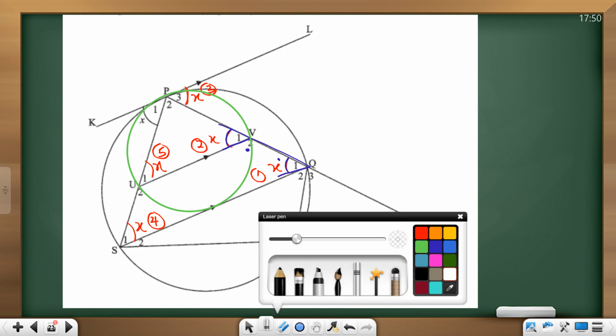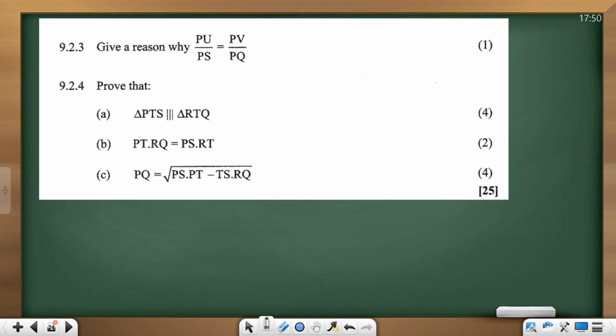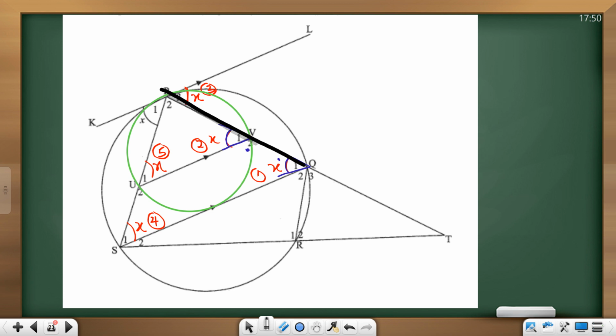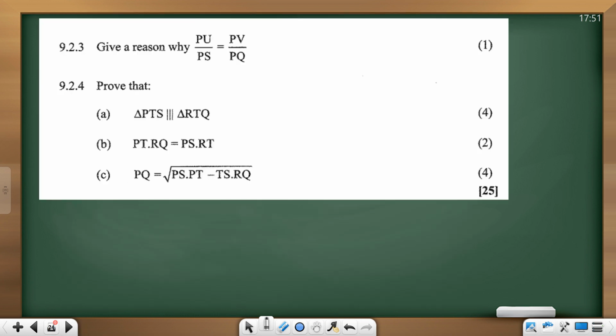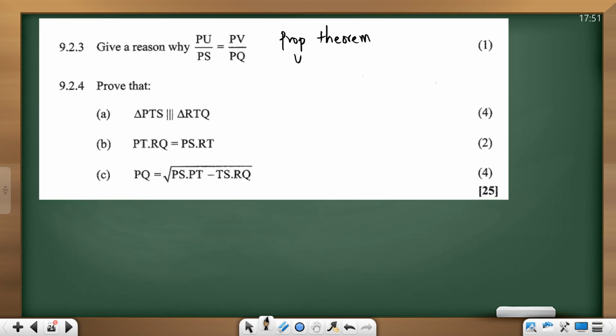Let's trace the lines quickly. PU over, they are talking about one side, is equal to what? Let's confirm. PV over PQ. That's very straightforward. That is simply what? Proportion theorem, because we have a triangle with two lines. So we're done there, right? What will be our reason there? Proportion theorem. Which lines are parallel? UV and SQ.